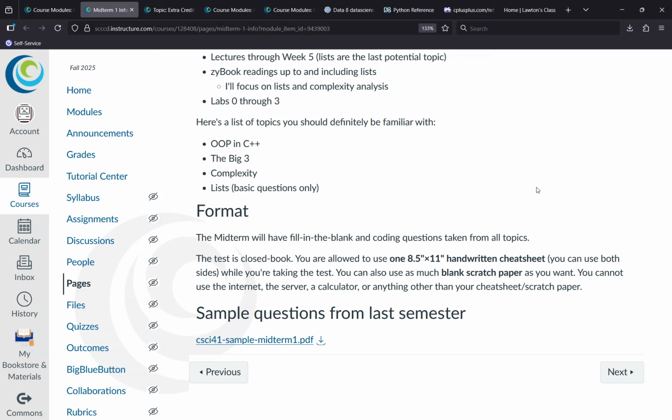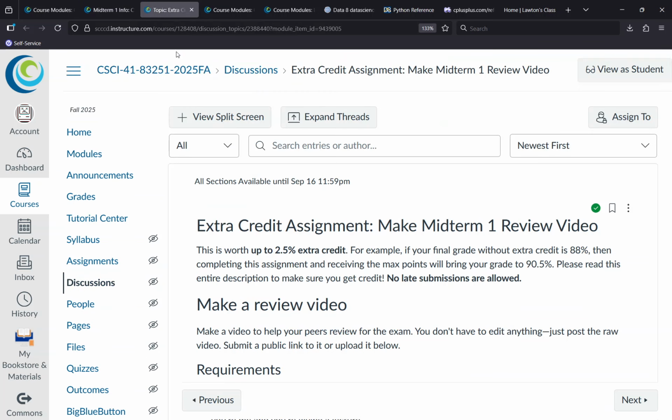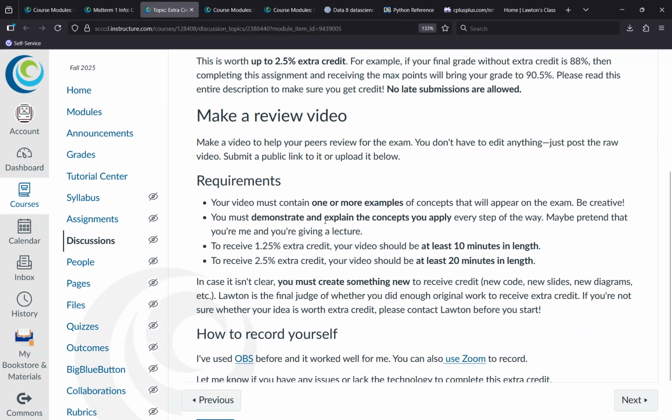What else do I want to say? Is there anything at all about the midterm? No, I think that's pretty much it. It's just that you're going to be writing code, so you've got to know your C++.